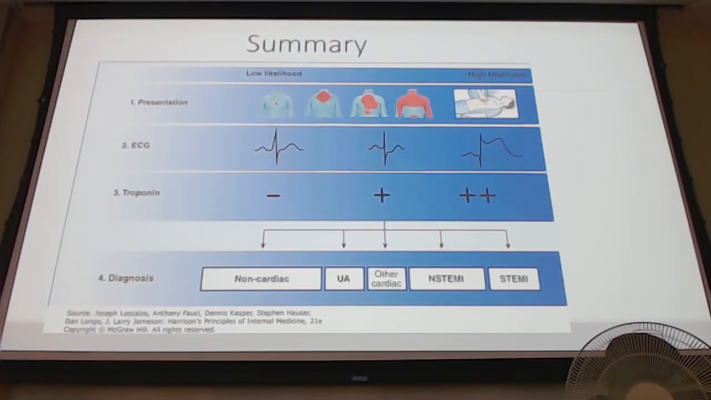And here's a summary. So, the presentation: do they have risk factors that would increase the suspicion for acute coronary syndrome? Do they have that crushing chest pain? Do they have any sort of radiation to the jaw, arms, legs? Does it radiate to their back? And then we get our EKG. Do we see any findings on there? Is it normal? Do we have ST segment or T wave abnormalities, or is it a STEMI? And then we look at the troponin, is it positive or not, and then we stratify them into non-cardiac, unstable angina, STEMI, NSTEMI, and then other cardiac causes.